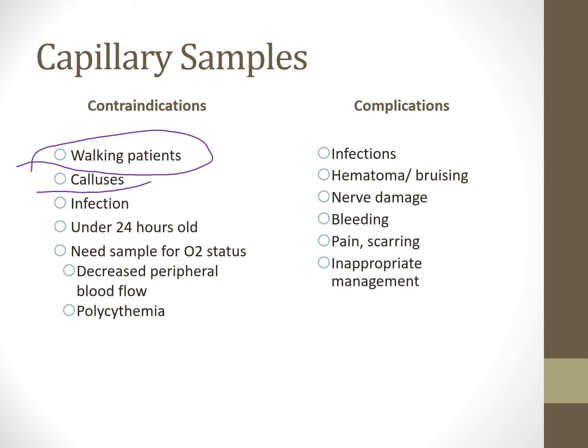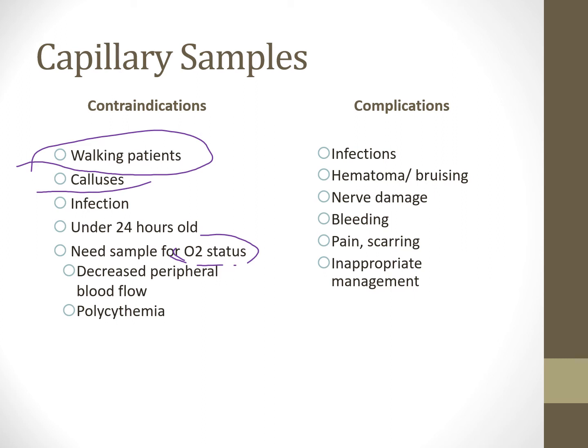If the kid has an infection in that area, if they're under 24 hours old, of course, they might not have shunts that are closed yet, things like that. We need to look at their oxygenation status. Do not get a cap gas if you would need to look at their oxygenation status. You would inquire about the possibility of an arterial blood gas. Yes, hopefully you heard me say that because it's the second time I've said it.